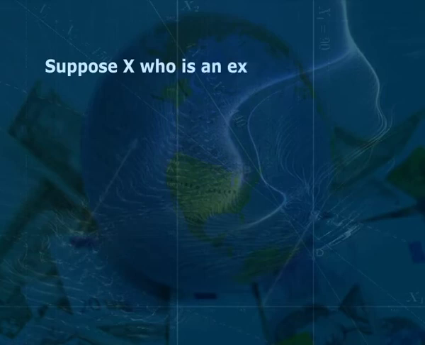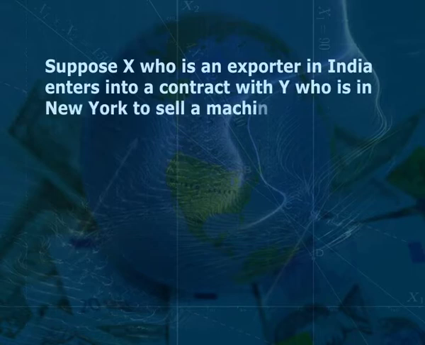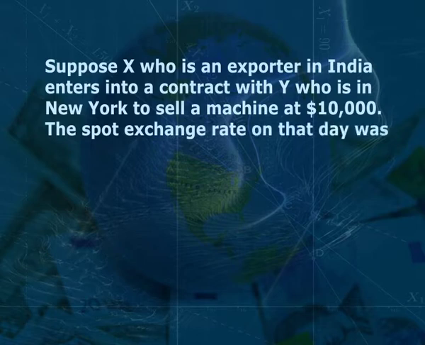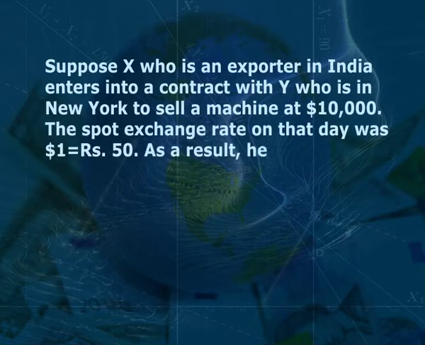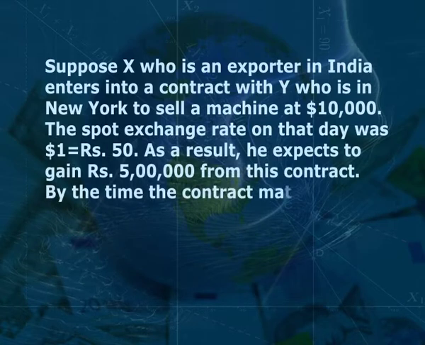Let us understand this with the help of an example. Suppose X, who is an exporter in India, enters into a contract with Y, who is in New York, to sell a machine at $10,000. The spot exchange rate on that day was $1 is equal to rupees 50. As a result, he expects to gain rupees 5 lakh from this contract.